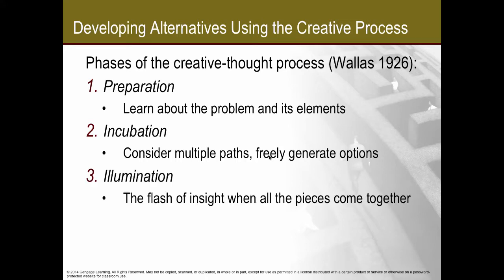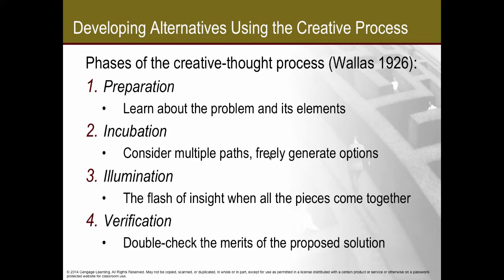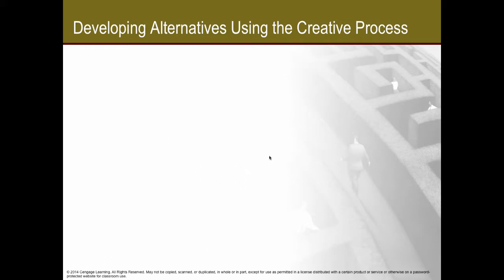Illumination, the flash of insight when all the pieces come together, right? Once you have all the pieces in your mind and they come together, you have to have some sort of insight about the whole picture. Verification: double check the merits of the proposed solution. So you have to also double check that. So these are the different steps of being creative.